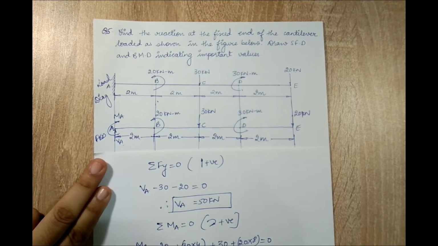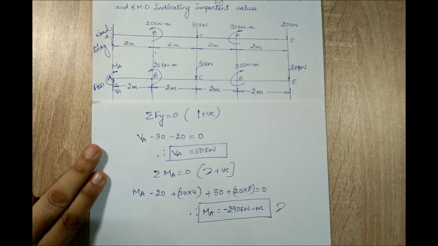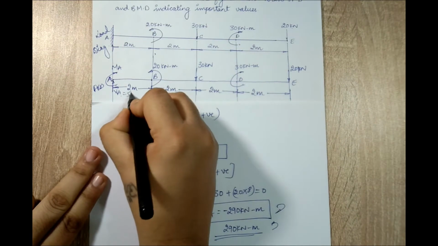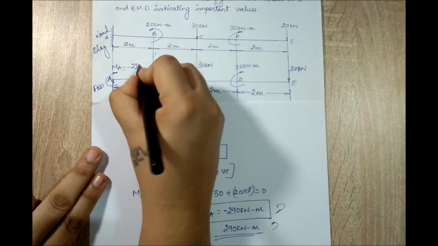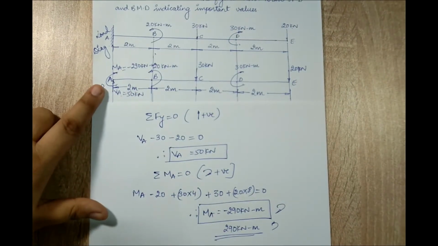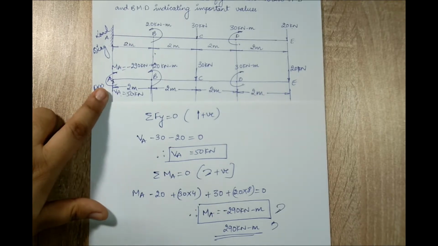Now minus 290 kilonewton meter is clockwise. If I want to say it is positive 290 kilonewton meter, I would say the direction is anti-clockwise. So this is the value obtained. I'll write here VA is 50 kilonewton and MA is minus 290 kilonewton meter. As I have told you before, I'm not going to change the direction of the moment. I'll leave it as clockwise. That's okay.